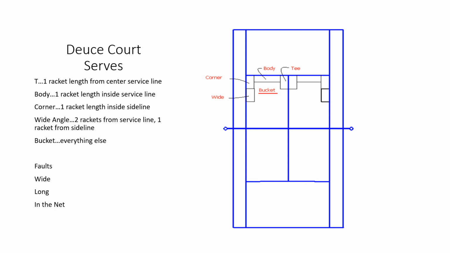For serves, the tee, the body, the corner, and the wide are all one racket length and width. If you miss those, you've hit the bucket. A lot of second serves go into the bucket. Faults are wide or long of the nearest target, so it would be wide or long of the tee, long of the body, wide or long of the corner, and wide of the wide serve, and also into the net.